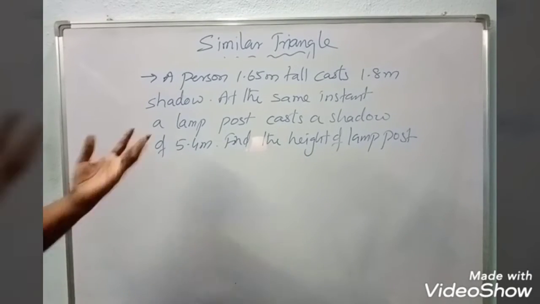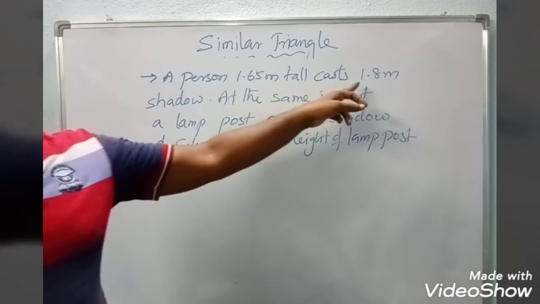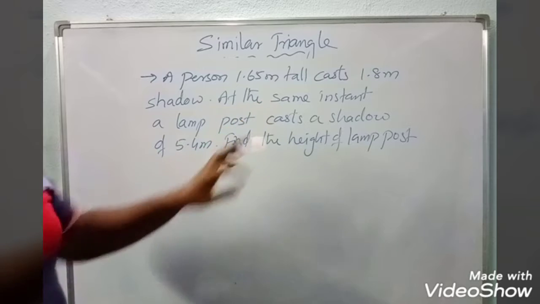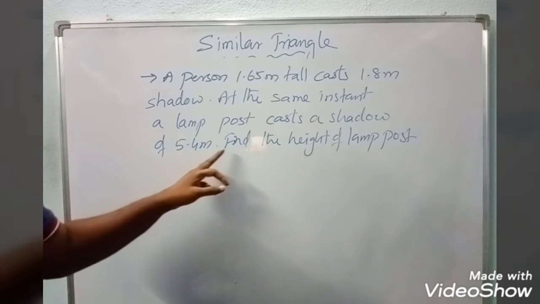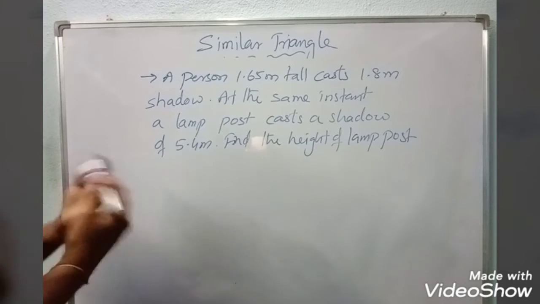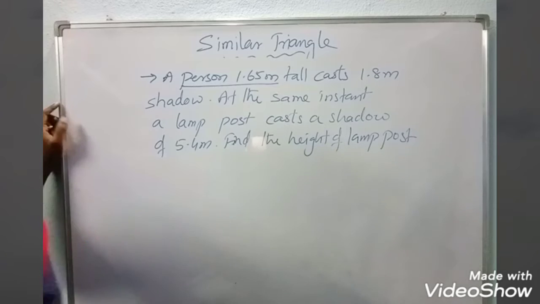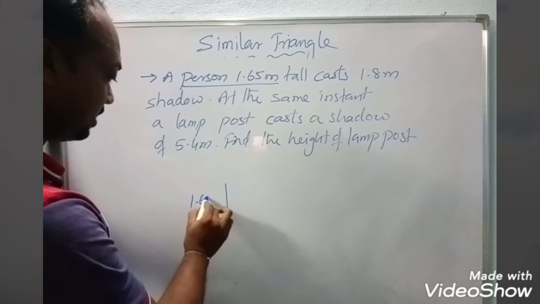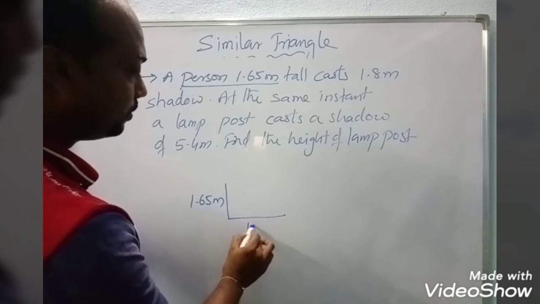Okay, let us take this example. A person 1.65 meter tall casts a 1.8 meter shadow. At the same instant, a lamp post casts a shadow of 5.4 meter. Find the height of the lamp post. Now based on this problem, if I try to draw the diagram, the height of the person is 1.65 meter, which casts a shadow of 1.8 meter.